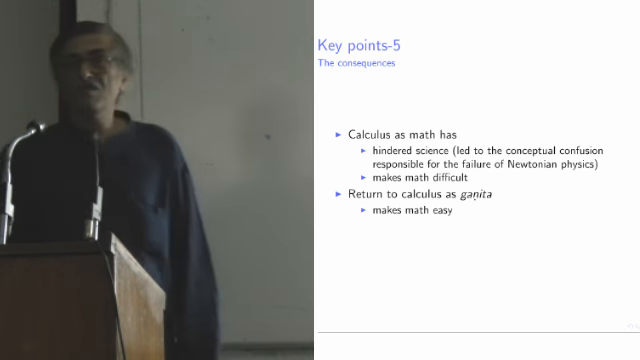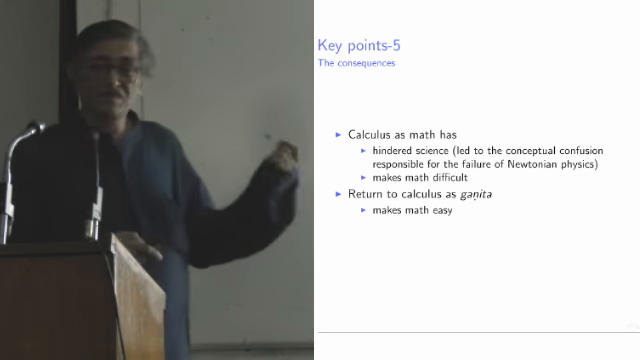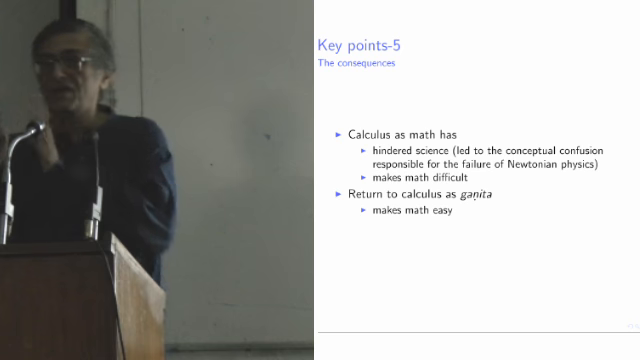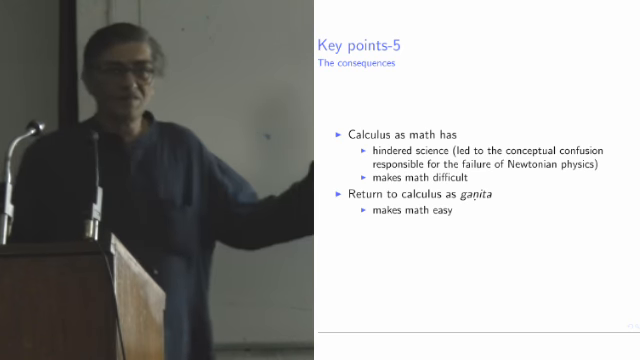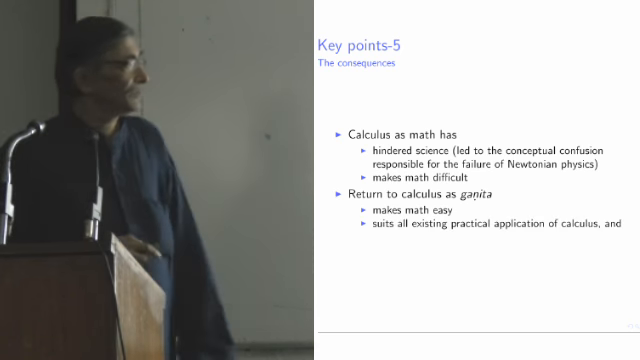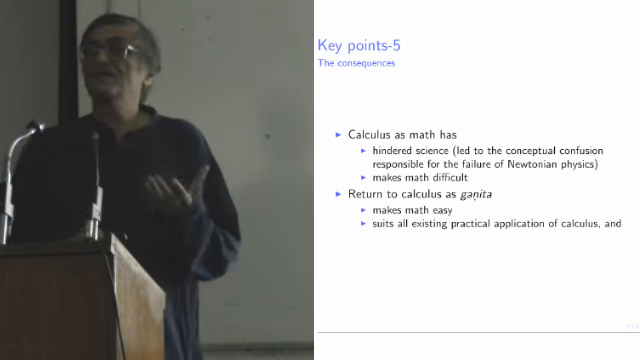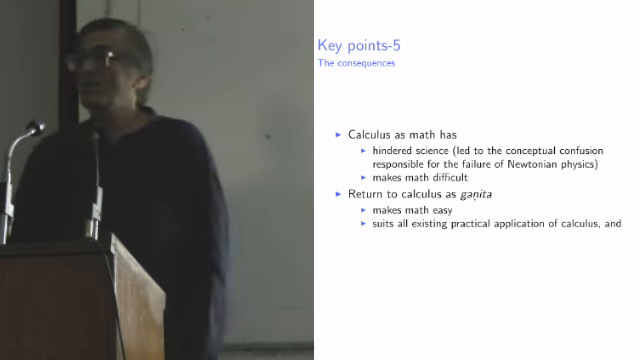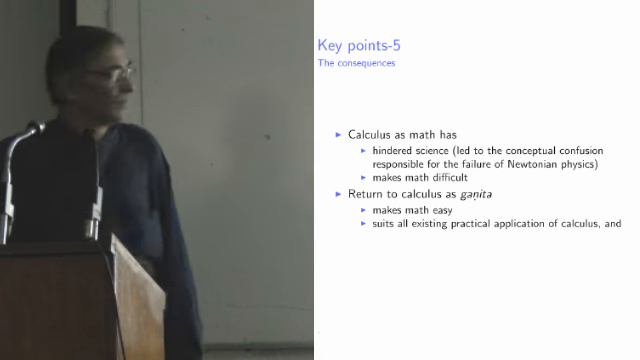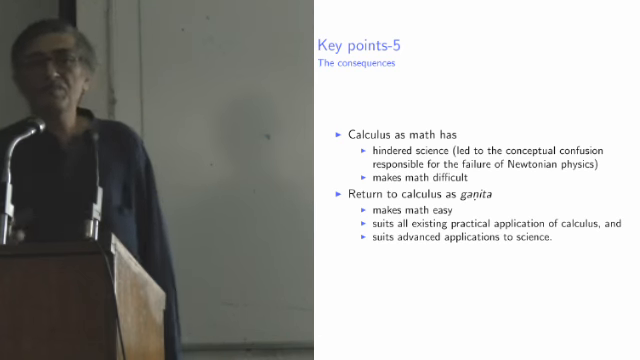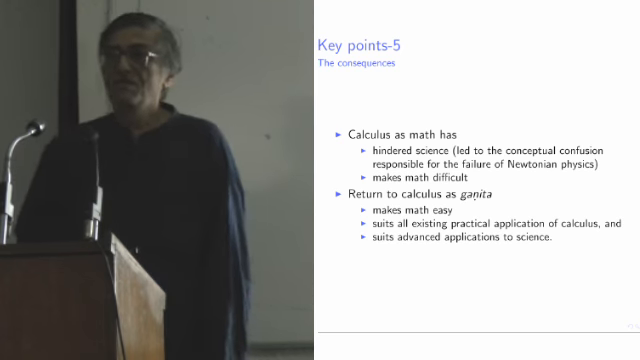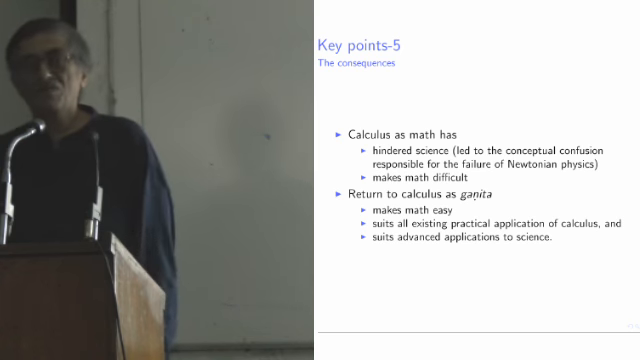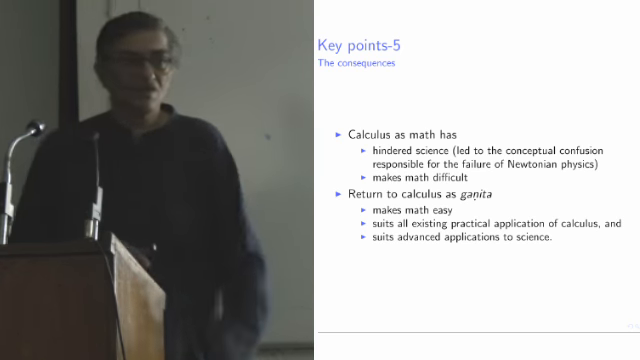If we return to calculus as Ganit, what happens? We have the advantage that it makes math very easy. You can do that calculus text of 1400 pages, can be done in 5 days, as I have demonstrated. It suits all practical applications of the calculus, which are, for example, done today on a computer. And it also suits advanced applications better than the existing university calculus, as one might call it, or the Schwartz theory of distributions and so on.